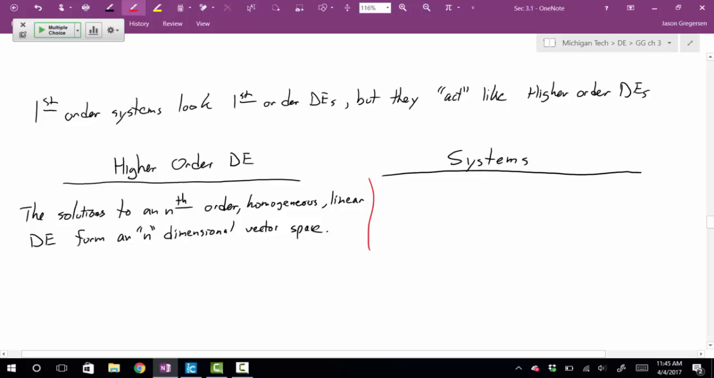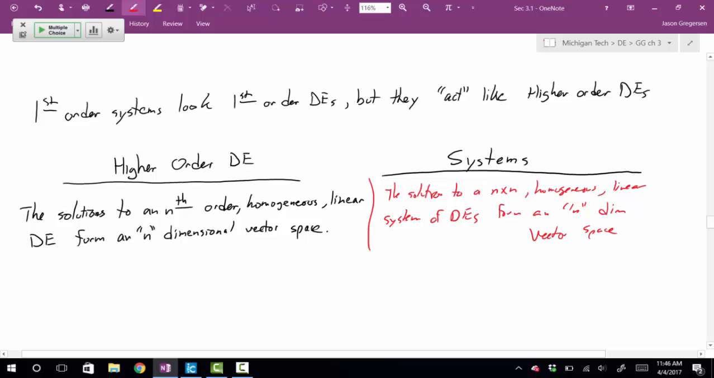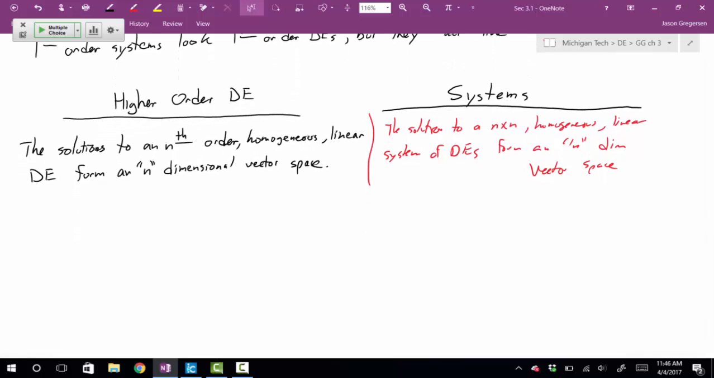And the idea is the same for systems. For systems, the solutions to an n by n homogeneous linear system of differential equations form an n-dimensional vector space. Once again, it's the same, right? It's pretty much the same.